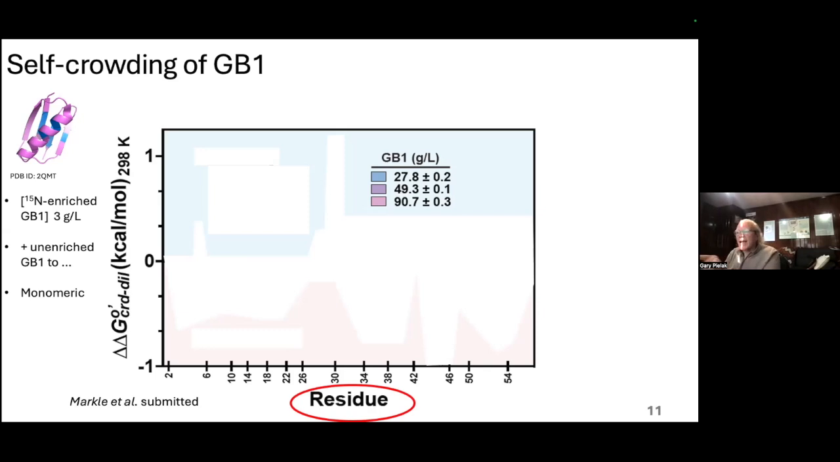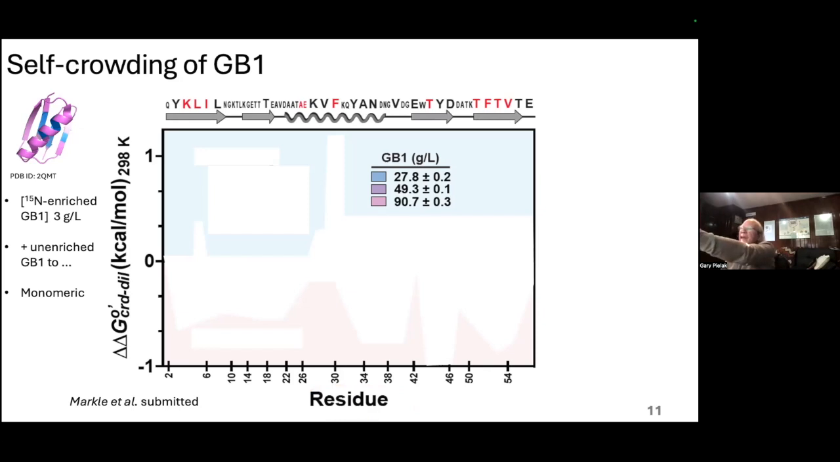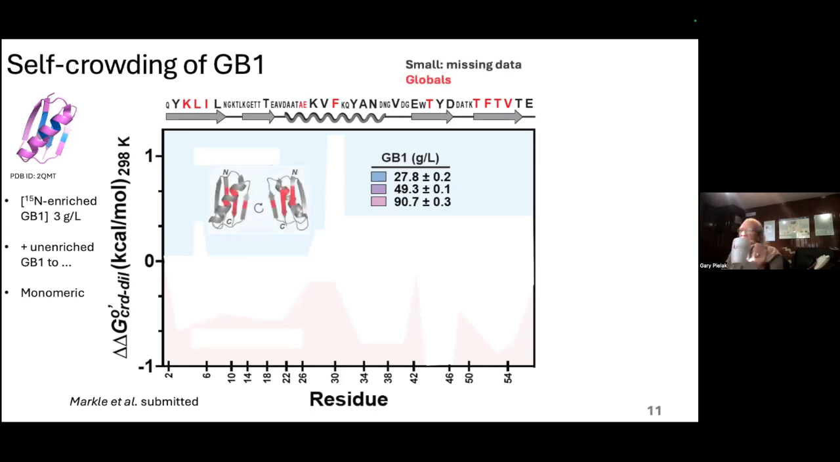So on the x-axis, we have the residue number in GB1. And up above here, I've shown the secondary structure and the amino acid sequence. The red letters are those residues that only expose themselves upon complete unfolding. And here we have the structure painted with the global unfolding residues.